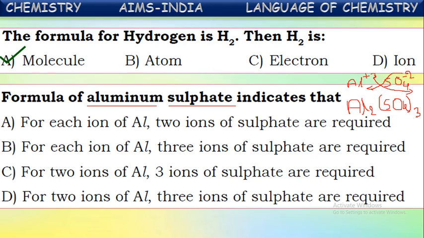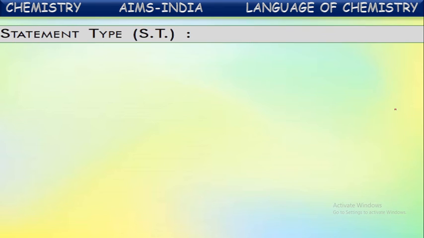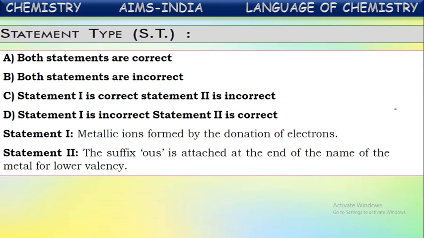So this is the formula of aluminium sulfate. Now see the options, or if you observe once again the formula, there are 2 ions of aluminium and 3 ions of sulfate, where it is mentioned 2 aluminium ions and 3 sulfate ions are required. Okay, which is the correct answer now? Yes, here. 2 aluminium ions and 3 sulfate ions are required for the formation of one molecule of aluminium sulfate. Okay, next. Statement type questions. We have the first question.